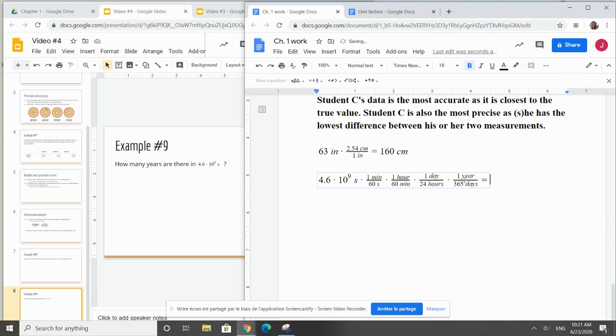And then I put this all in my calculator and I round to 2 significant figures. To round it to 2 significant figures, I make this 150 years. Out of my calculator, I got 145.8650431. Because my starting number has 2 sig figs, my final answer also must have 2 significant figures, no matter how many unit factors I use and no matter how precise those unit factors are.